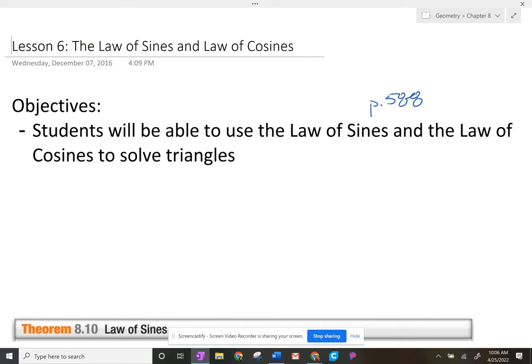It's in Google Classroom, or not Classroom. It's in Infinite Campus if you want to see what the assignment is. Okay, but anyway, that's the stuff we're doing.